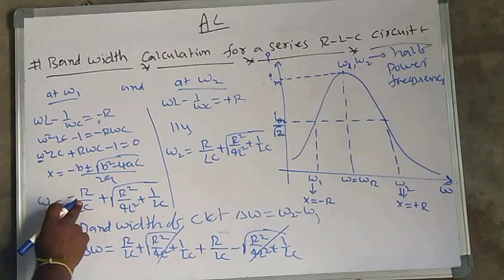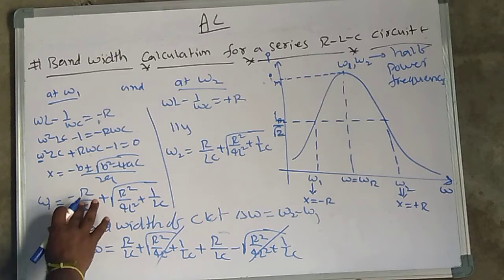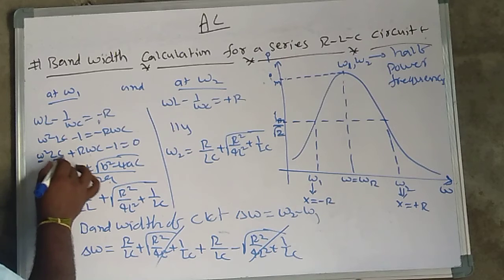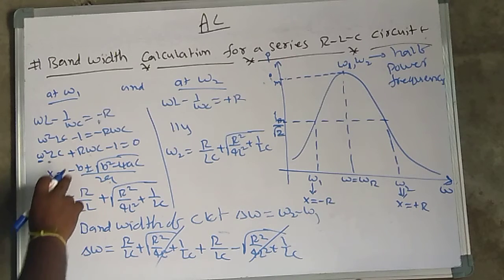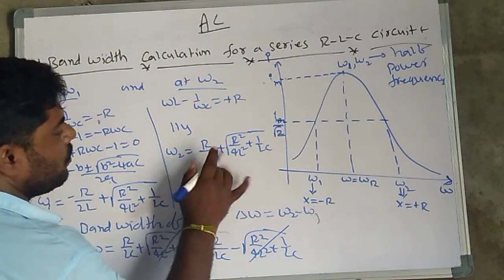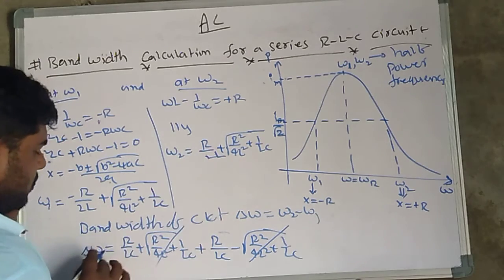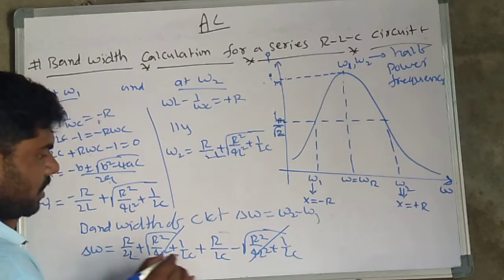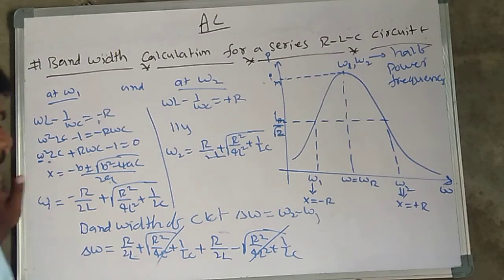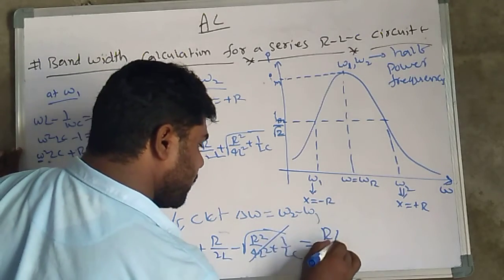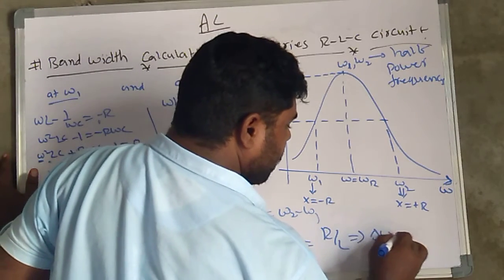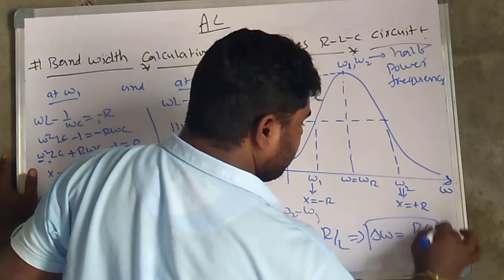Sorry, here it is 2L, and both terms have 2L. So half plus half is full, and the final equation is R by L. So delta omega is equal to R divided by L, depending on this ratio.